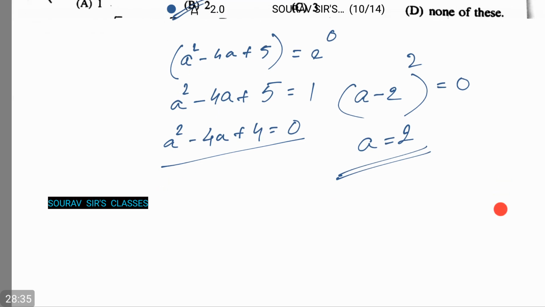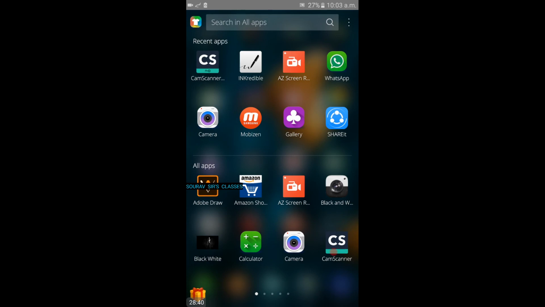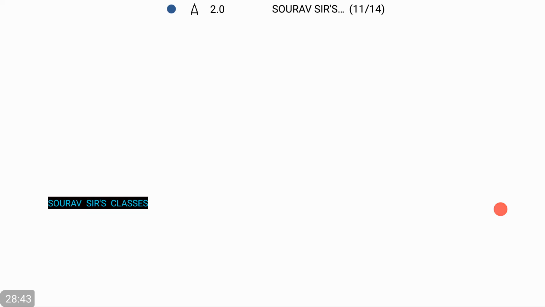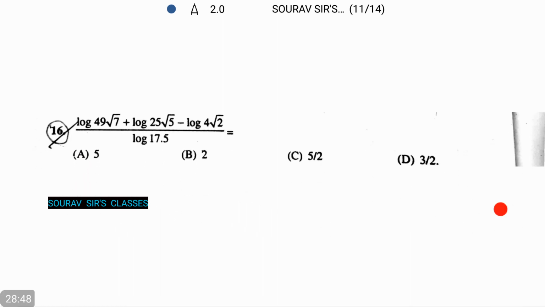Moving on to the next one. So what we have is this one: log 49 root 7. We can generally guess that this has something to do with 7, and log 25 root 5 has something to do with 5 again. Log 4 root 2 has something to do with 2, right?